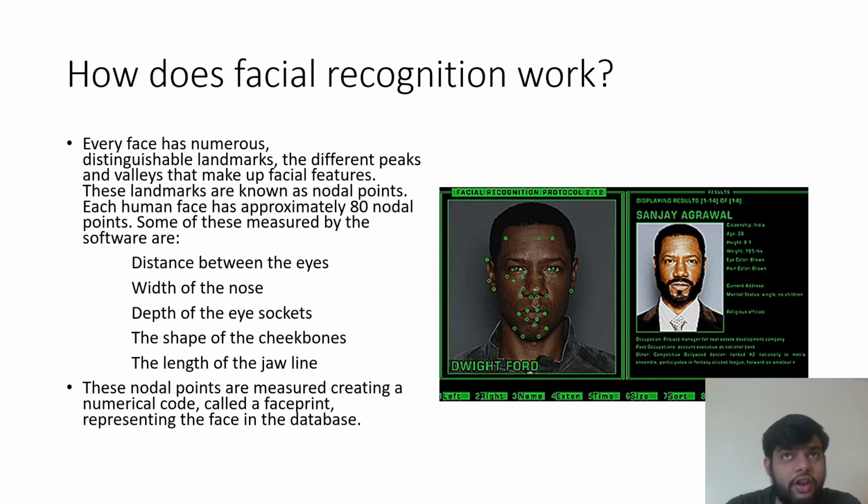So how does facial recognition work? Every face has numerical distinguishable landmarks, the different peaks and valleys that make up the facial features. These landmarks are also known as nodal points. Each human face has around 18 nodal points. Some of these measured by the software are the distance between the eyes, the width of the nose, the depth of the eye sockets, the length of the jawline, and the shape of the cheekbones. These nodal points are measured, creating a numerical code called a face print, representing a face in a database.